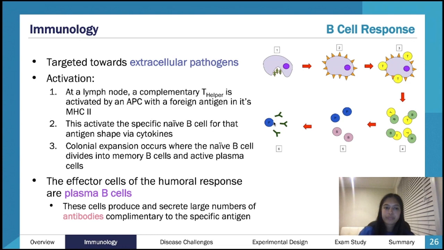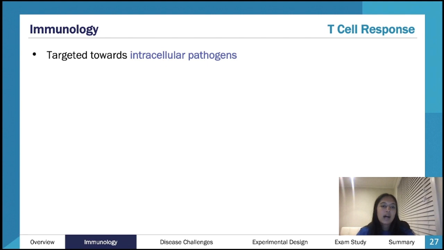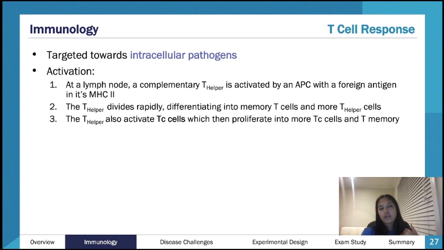Okay, I am mindful of time, so I'll keep going through it. T cell responses are targeted towards our intracellular pathogens. Again, think of our viruses, our cancers, stuff like that. You're at a lymph node, your APCs come along, the T helper cell is activated, that activates itself really, and it divides and creates your memory T cells and your T helper cells.